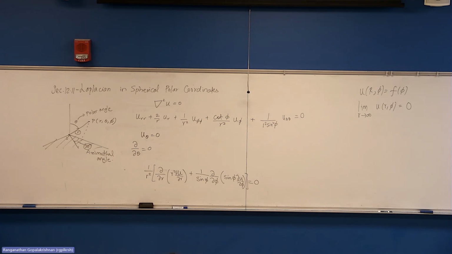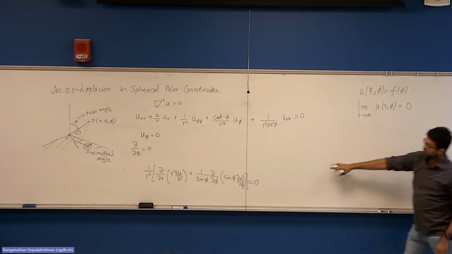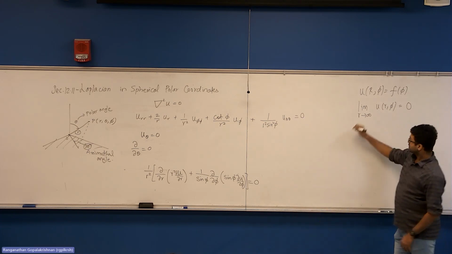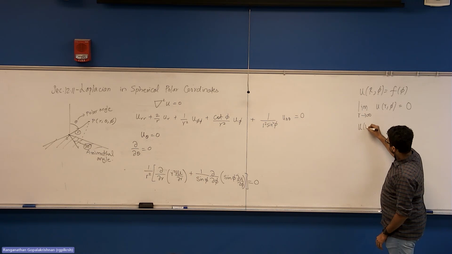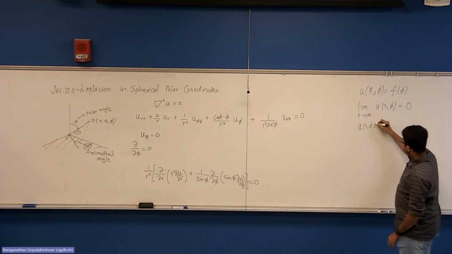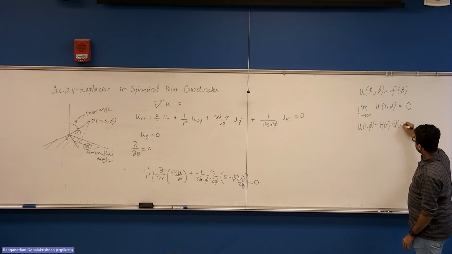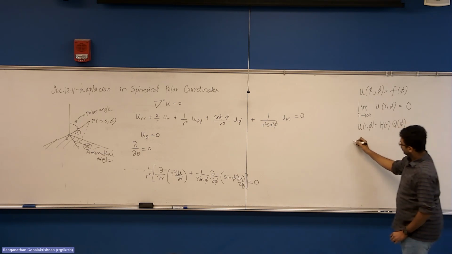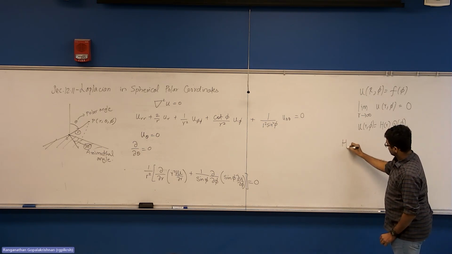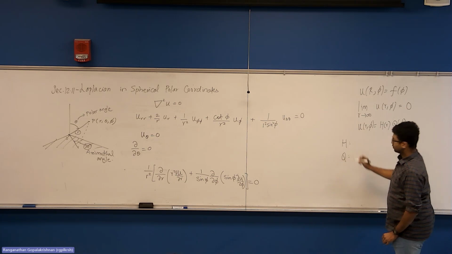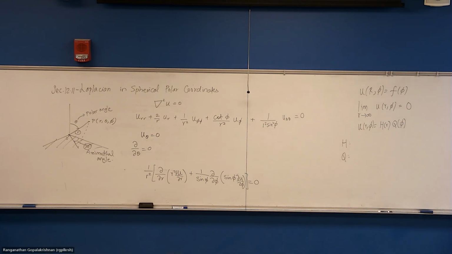I'll give you 5 to 10 minutes time. Can you end up with the two ODEs from this PDE? Start with the separation of variables. Write u of r comma phi equals h of r times q of phi. And let's get two equations, one for h and the other for q. Can you do that, please?